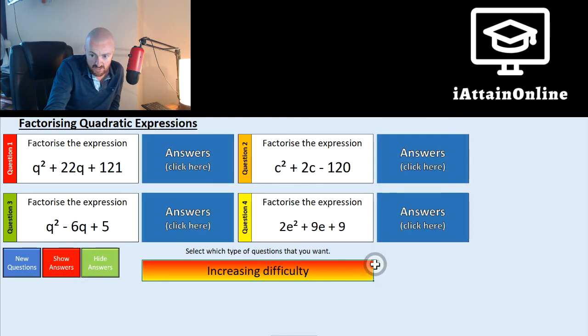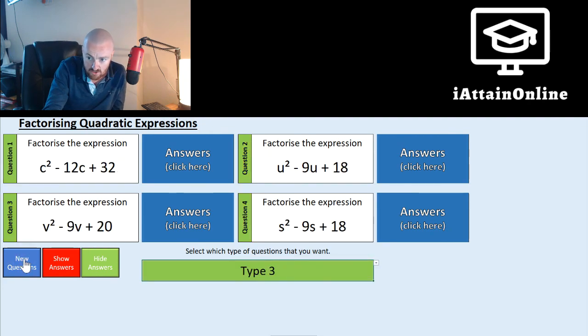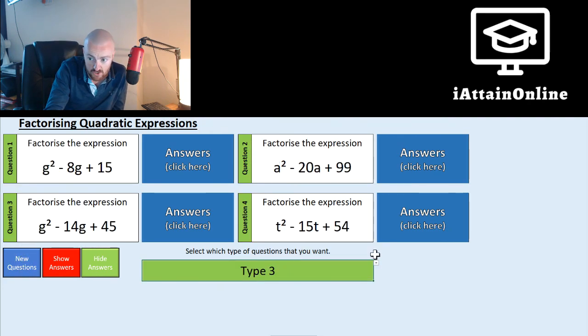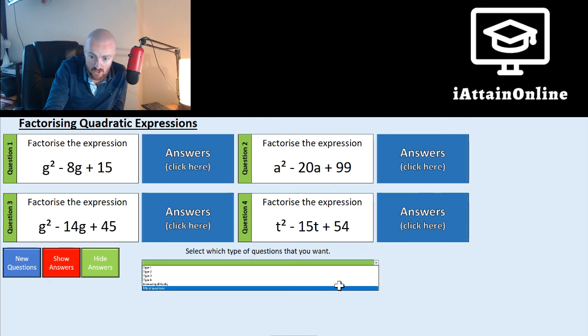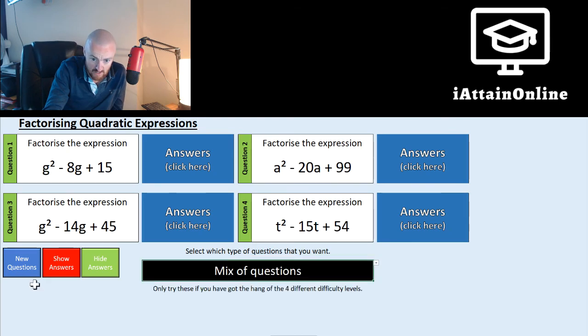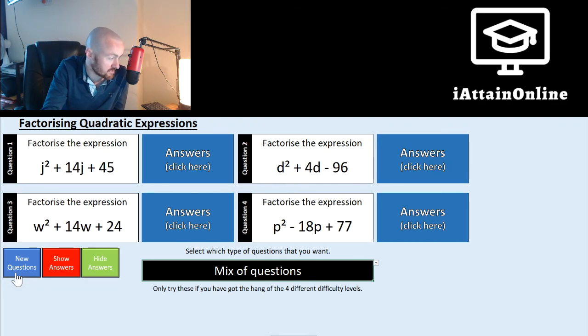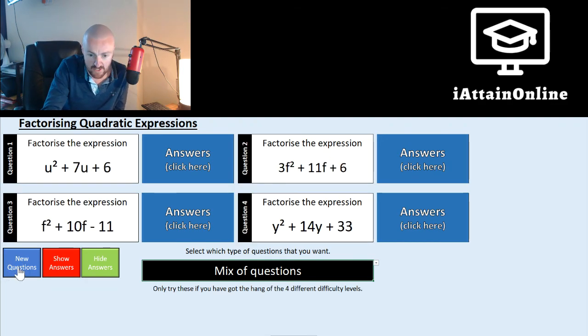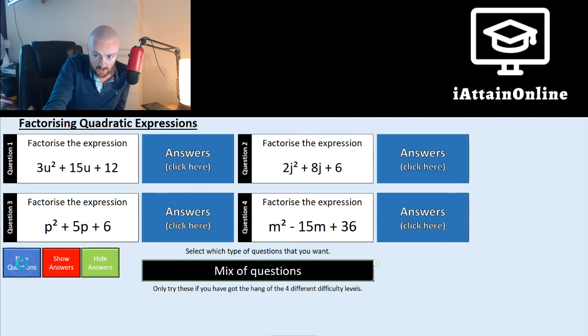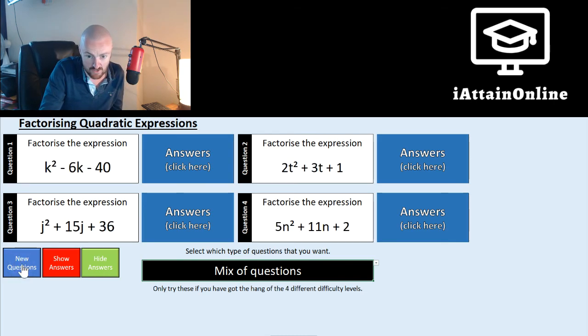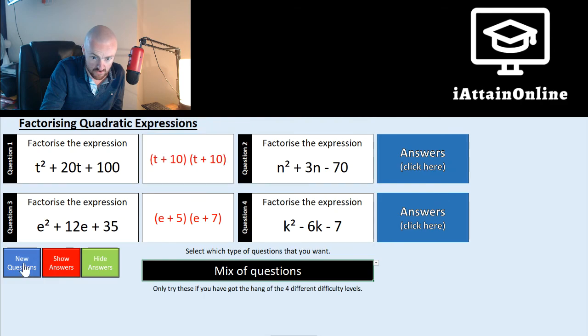If you want to try a particular type of question, let's say type 3, select type 3 and you can generate those sorts of questions. When you get really confident, you can generate a mix of questions, so I don't tell you what kind of difficulty level they are, and you can just work your way through and practice those and get the answers as well.